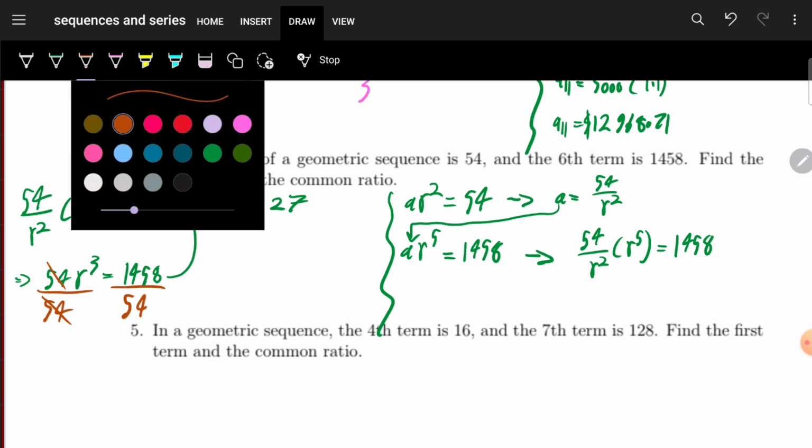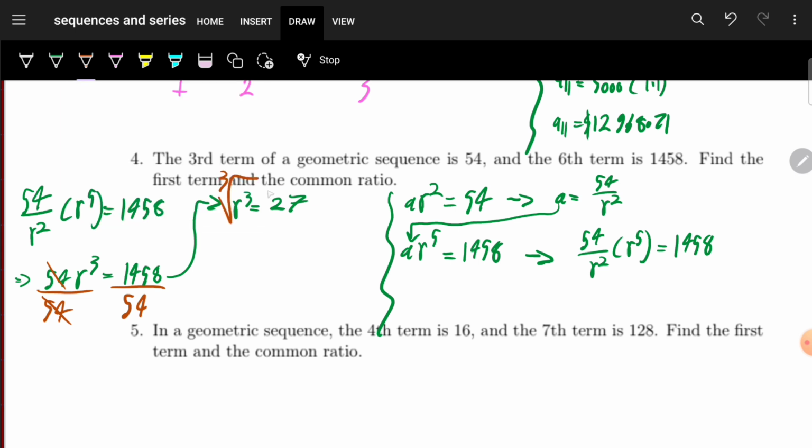And now we have to take the cube root of both sides to solve for r. And that's going to give us that r is equal to 3. So that's our common ratio. We found our common ratio.